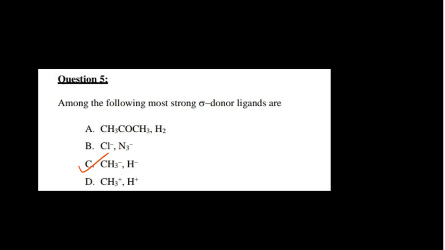It is positive, which means electron deficient, so it cannot donate electrons very strongly. But this one has a negative charge, and these two also have negative charges. But chlorine is more electronegative and nitrogen is also more electronegative, so they are very reluctant to release their electrons for donation. So they cannot be very good donors.